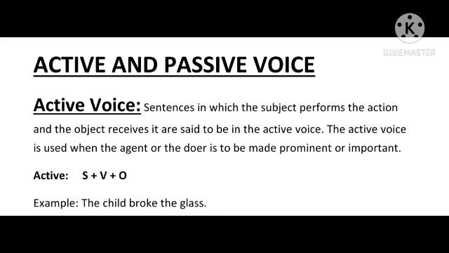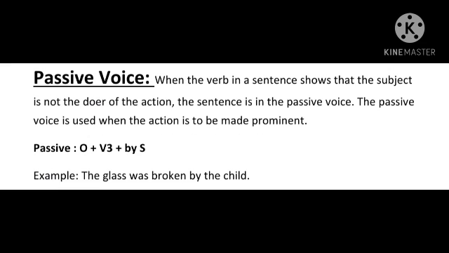For example, the child broke the glass. In this sentence, the child is subject, broke verb, and the glass object. Now passive voice. When the verb in a sentence shows that the subject is not the doer of the action, the sentence is in the passive voice. The passive voice is used when the action is to be made prominent. The structure of passive voice is O, V, and S.